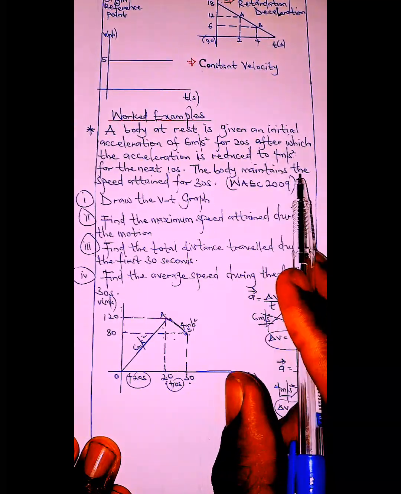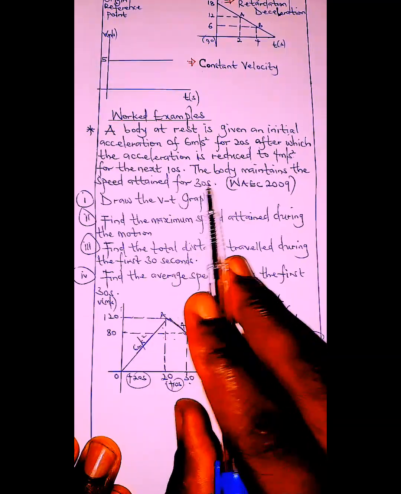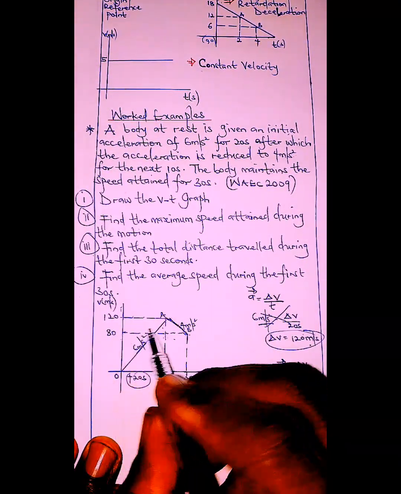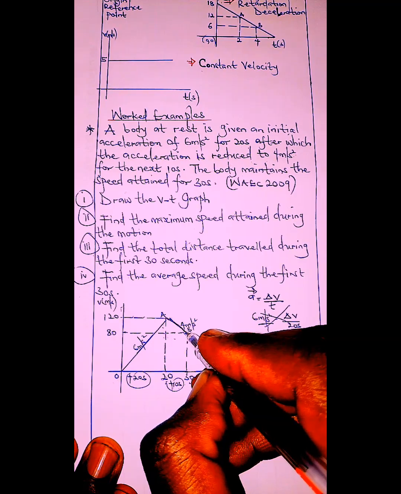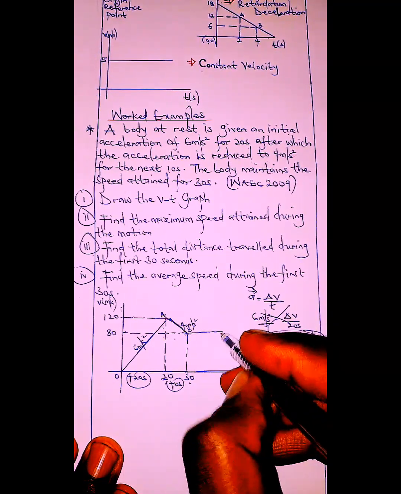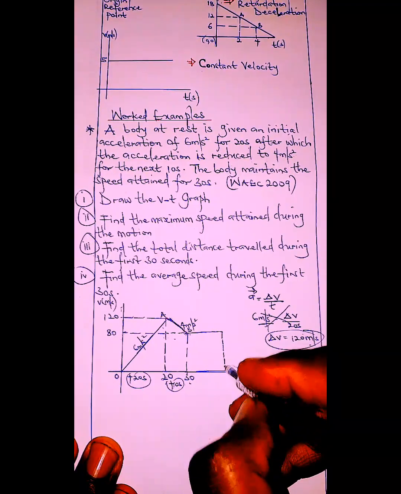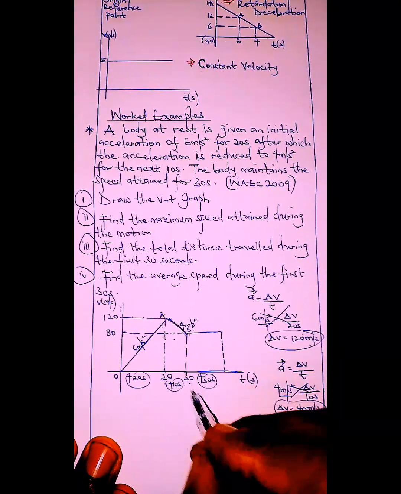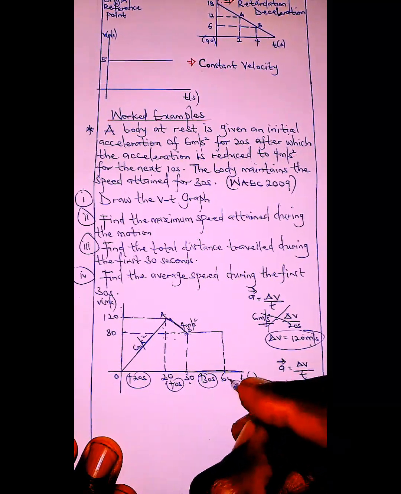The body maintains the speed attained for 30 seconds. This body maintained the same speed. The speed of 80 meter per second was maintained for the next 30 seconds. The next 30 seconds, this body maintained the speed. So that's going to be plus 30 seconds. So 30 plus 30 is going to be 60.